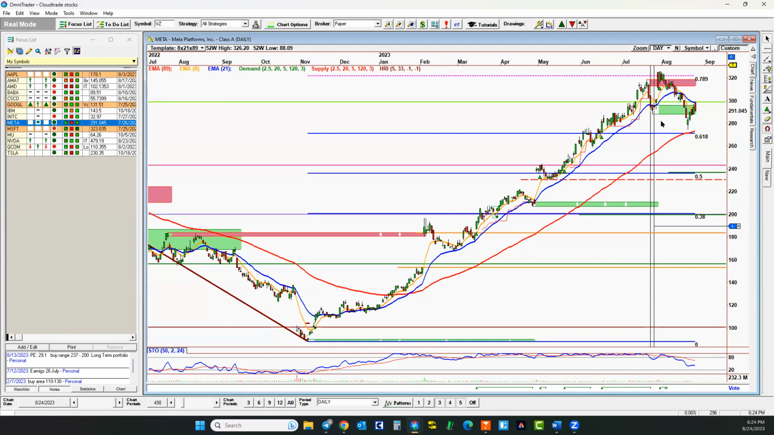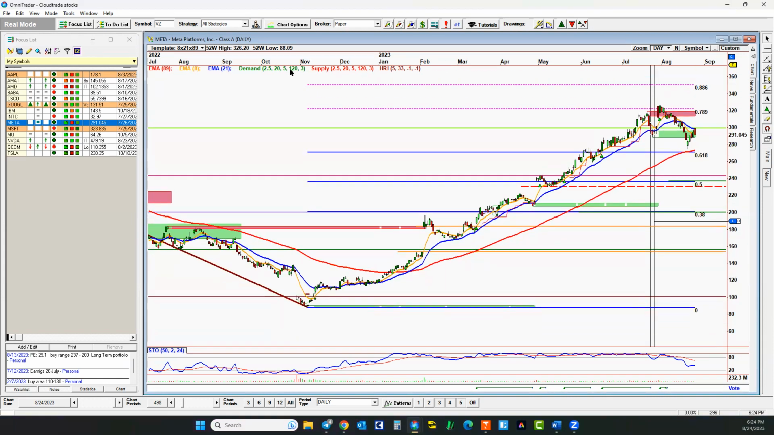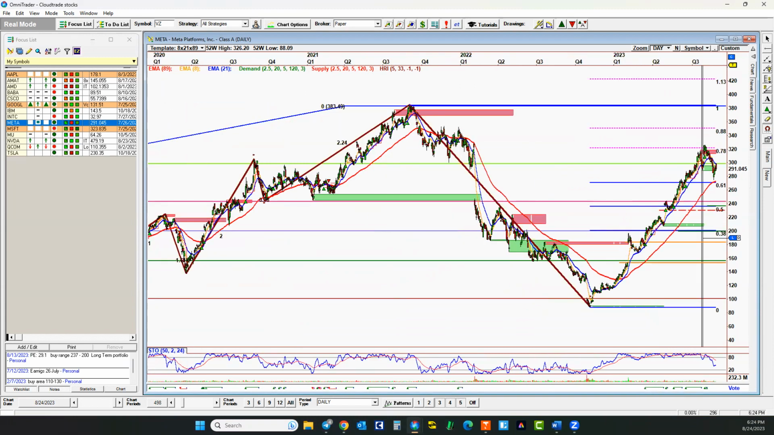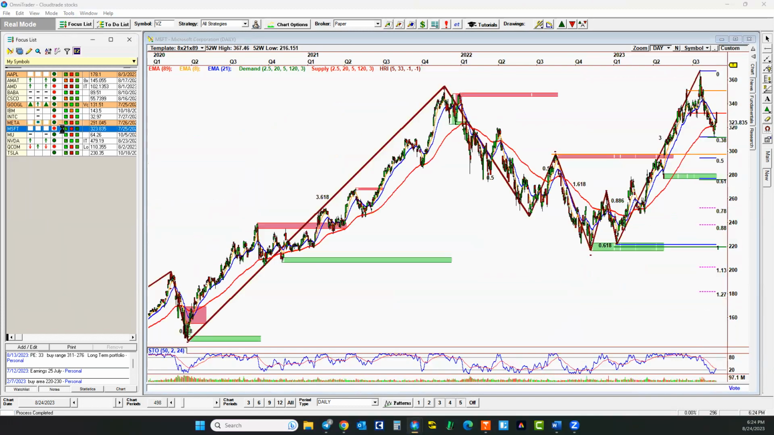So at this point, nothing really to talk about on Meta. They still haven't broken their previous high, so there's still space for that to head through 380. And again, when they get expensive like this, I'm not really keen to just jump in there and hope for the best. I'm quite happy to just be patient and wait for the drop.